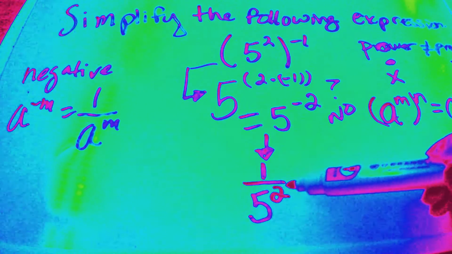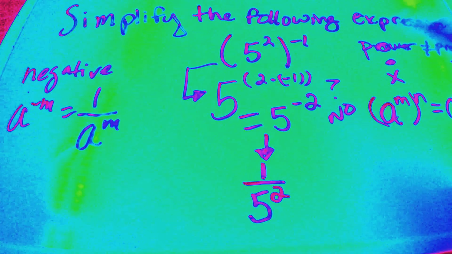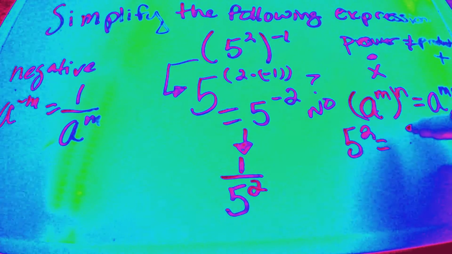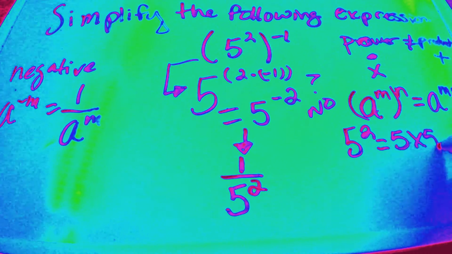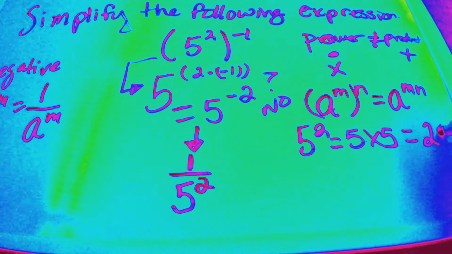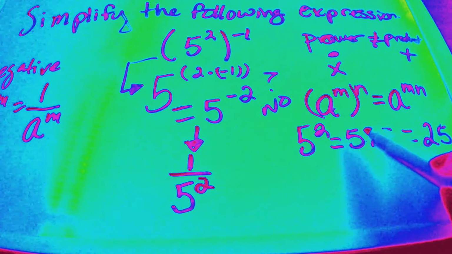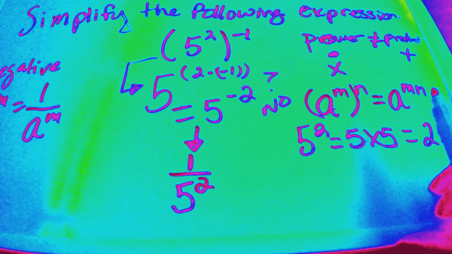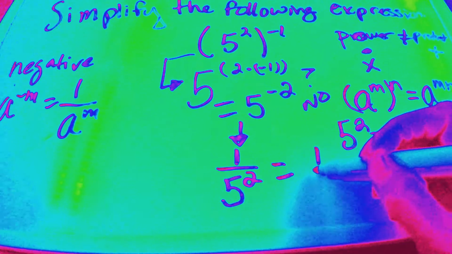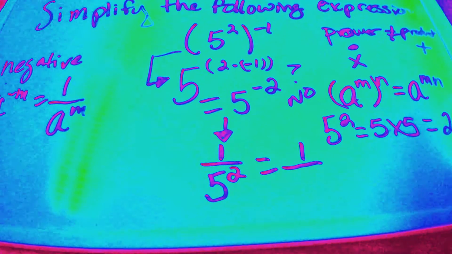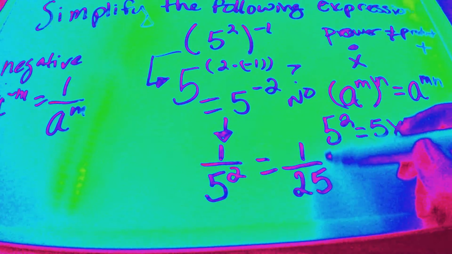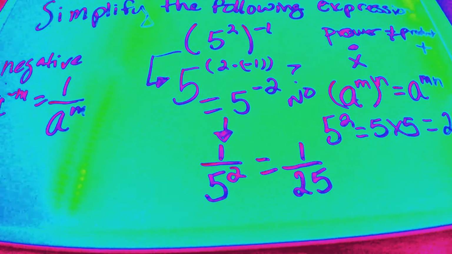All you have to do is use what you know about exponents. 5 squared. What does 5 squared mean? Well, 5 squared means 5 times 5. 5 times 5 equals what? 25. So 5 squared equals 5 times 5, which equals 25. So let's go ahead and simplify this. We know that 5 squared equals 25. So we just write 1 over 25, which was an answer choice given on the quiz.